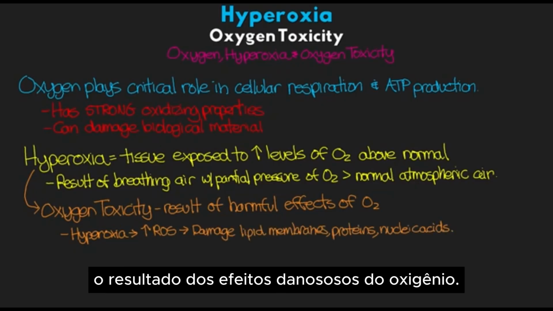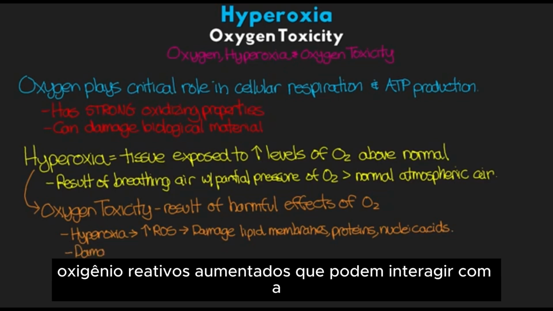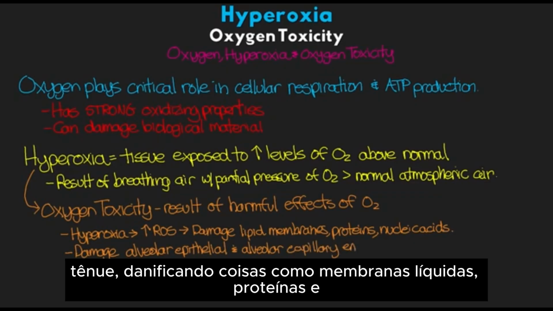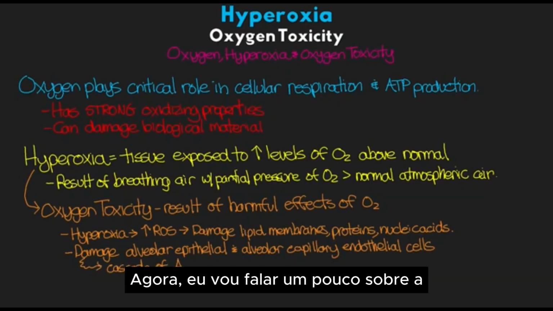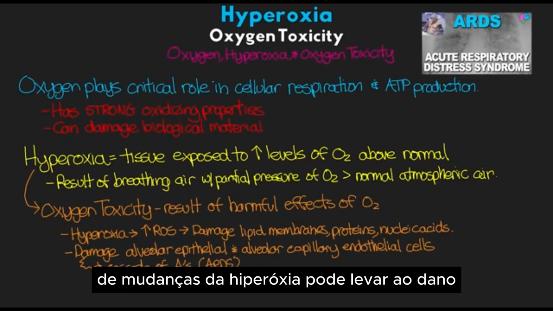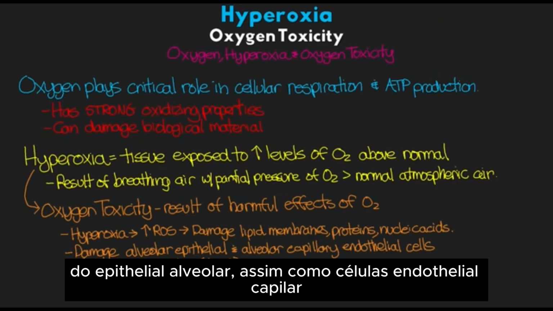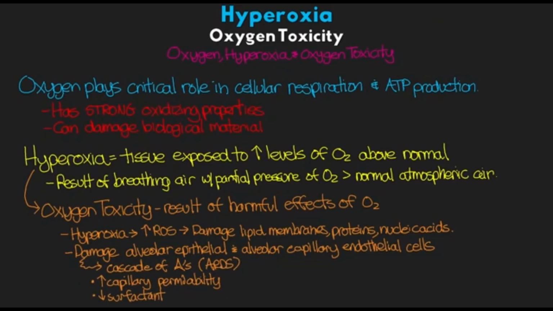Now, I am going to discuss some of the pathophysiology here in a minute, but the accumulation of changes from hyperoxia can lead to damage of alveolar epithelial, as well as alveolar capillary endothelial cells. This damage can lead to a cascade of changes, such as the ones that I discussed in our discussion of ARDS in that first lesson, and this includes increased capillary permeability and damage to the surfactant-producing type 2 cells.